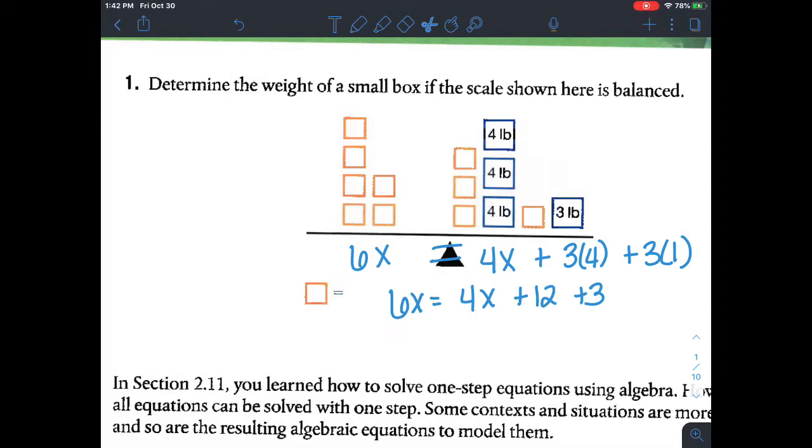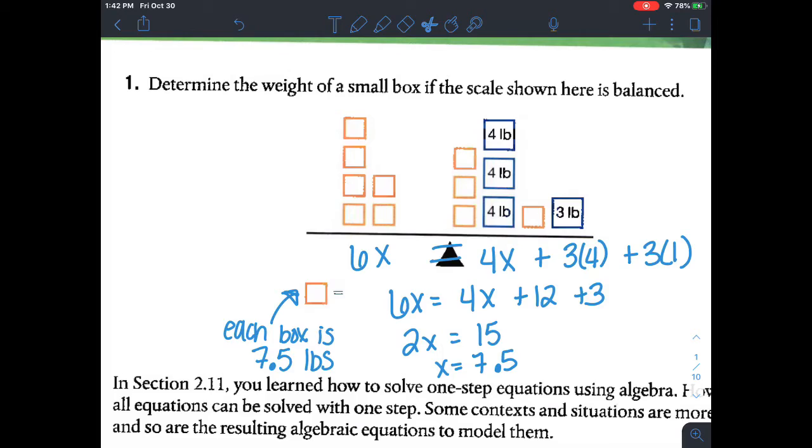So 3 times 4 is 12, 3 times 1 is 3. We'll add those together. We'll move the 4x to the other side, so 2x equals 15. x equals 7.5, which means that each box is 7.5 pounds.